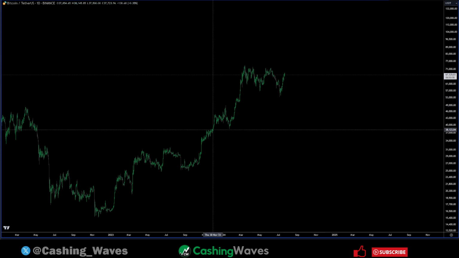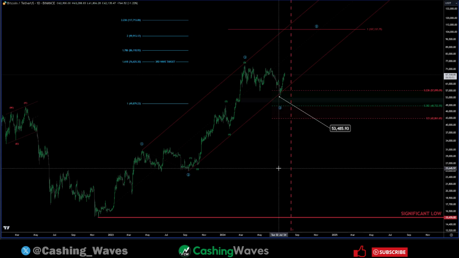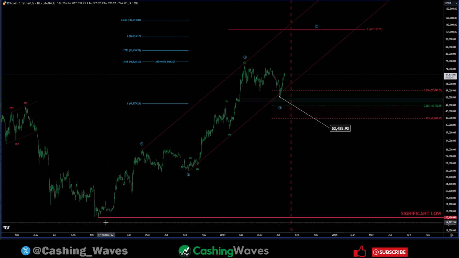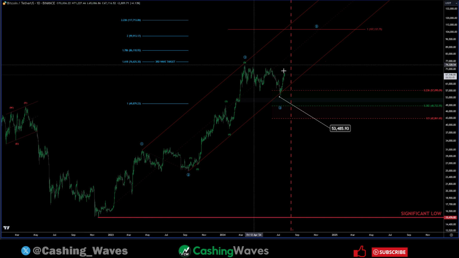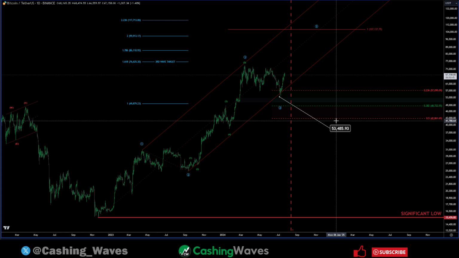I'm going to be focusing down at the 1 hour and the 15-minute chart, but real quick on the daily, just wanted to show you my primary count. And that is that we have a wave 1, 2, 3, 4 complete, working on a fifth wave to the upside to complete our Elliott Wave impulse.